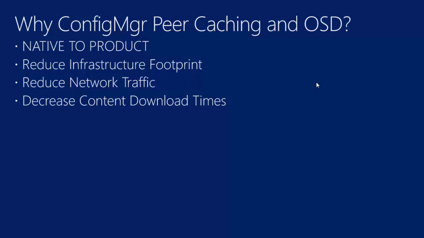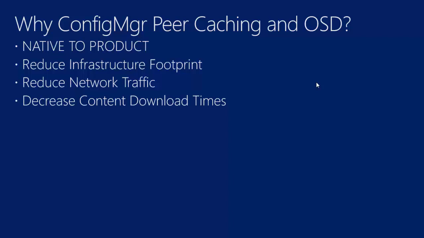The ability to reduce your infrastructure footprint. It used to be that because of network conditions and network layout and so on, organizations would have to put out lots and lots of distribution points, whether those are traditional distribution points, pull distribution points, whatever. Here, we can reduce the number of distribution points that need to be placed and maintained and still have local access to content through peer caching.